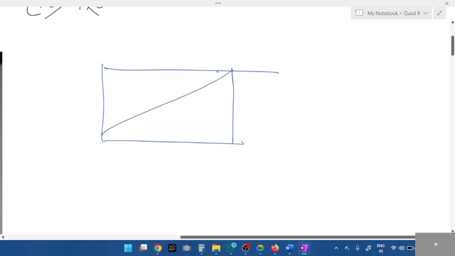Next, parallelogram. What if they give a rectangle? What about a rectangle? Each angle is how many degrees for a rectangle? 90 degrees. That is one concept. Okay, let us start to solve it.